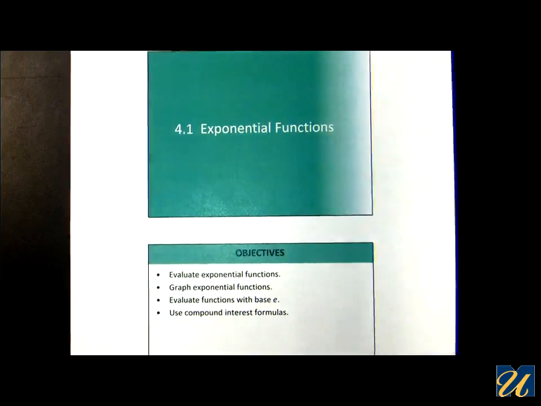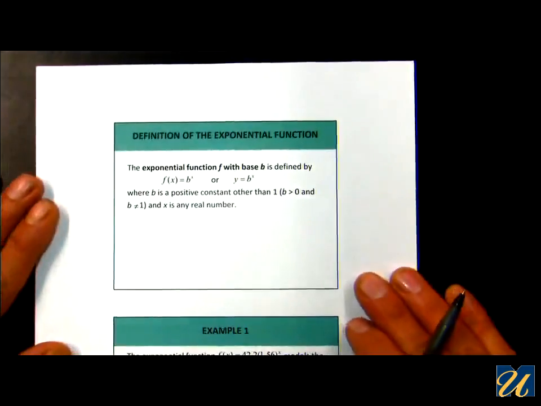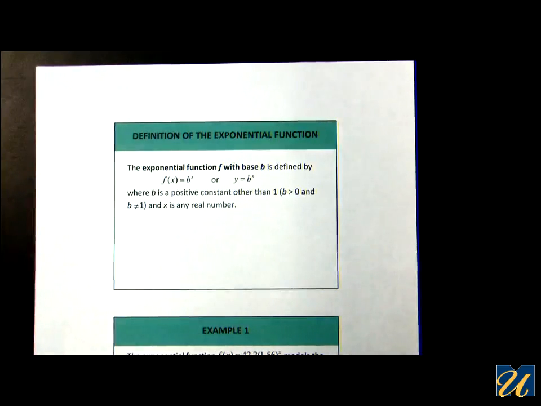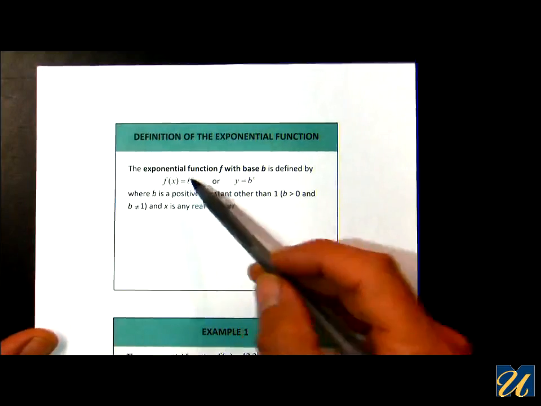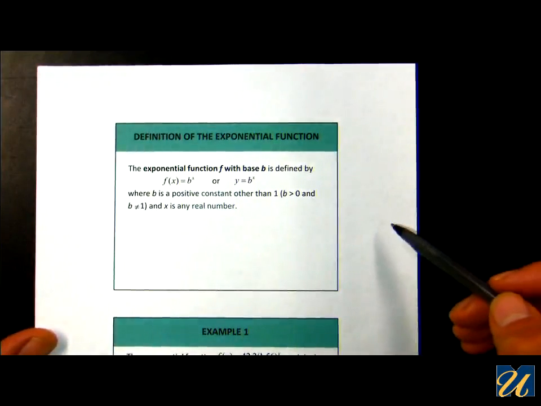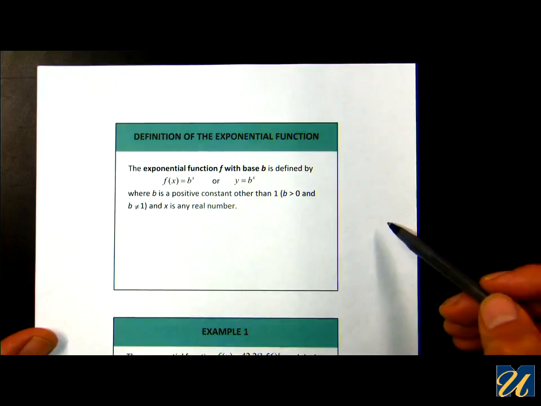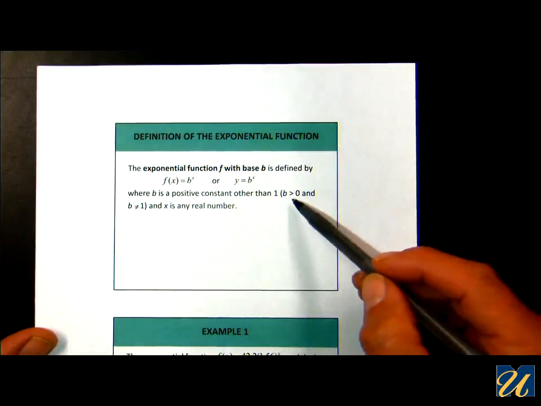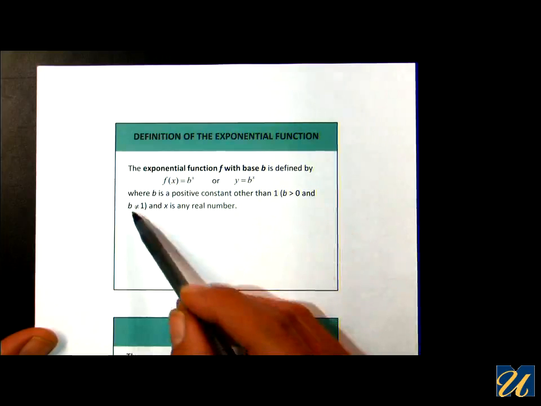Let's take a look at the definition. An exponential function, f, with base b is defined by y equals b to the x, where b is a positive constant other than 1. b has to be positive and not 1.